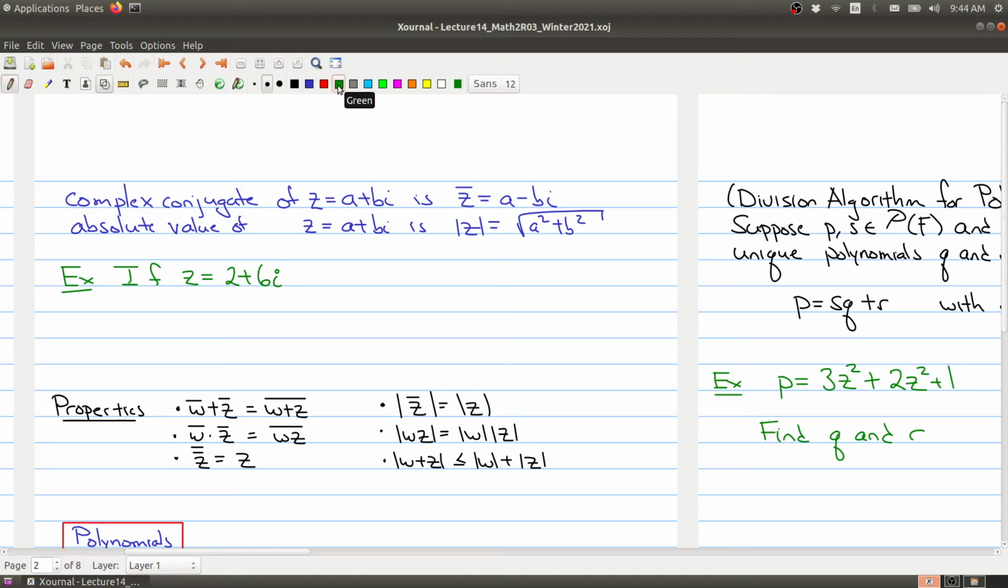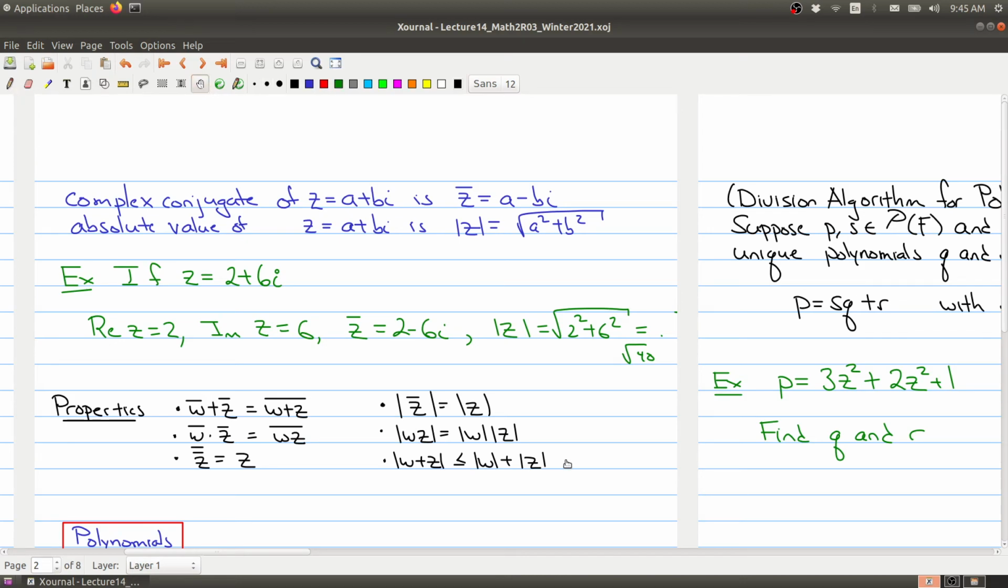Just as a quick example, here's the complex number z equals 2 plus 6i. So the real part of z is 2. The imaginary part of z is 6. The complex conjugate is 2 minus 6i. And then the absolute value, sometimes called the length of z, is the square root of 2 squared plus 6 squared. So that is equal to the square root of 40.